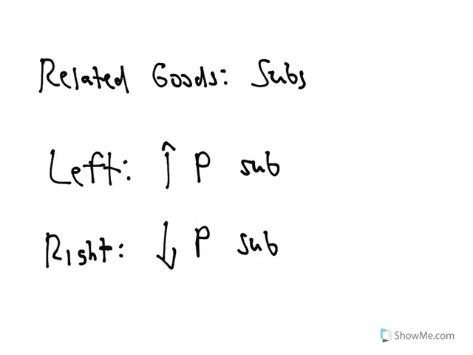Okay? So we've got subsidies, producers, related goods, input prices, tech, and expectations for supply. It's a lot to memorize. It's a lot to remember. So the more you practice, the easier it will get.